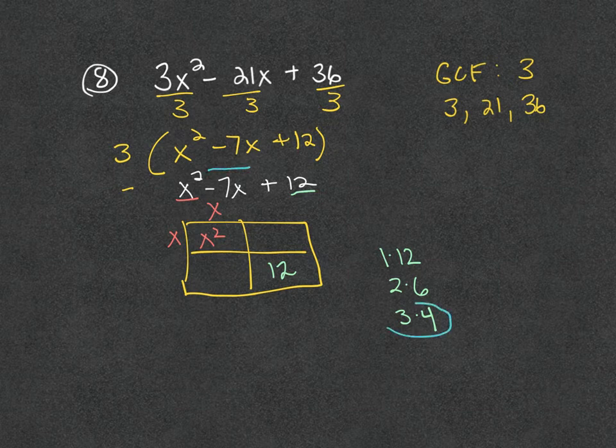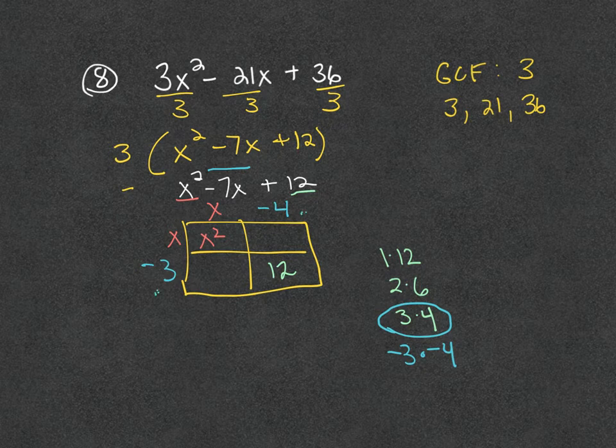And so I'm going to select this pair here because I can make that a negative 3 times a negative 4. And when I add them, those negative 3 and negative 4 will give me a negative 7. So I'm going to put a negative 3 here and a negative 4 there. And now keep in mind I've just placed those. I could have switched the other direction and put the negative 4 here and the negative 3 here.